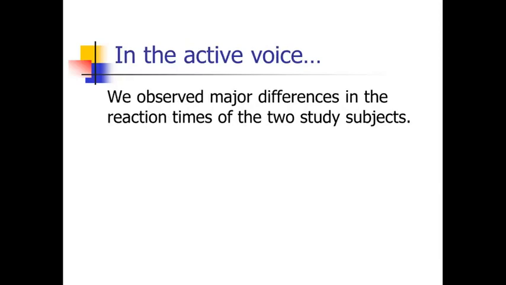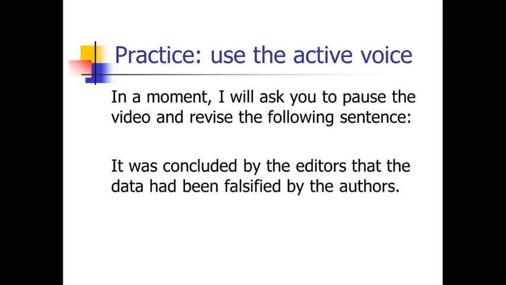So you had to kind of guess, well, probably this was something in the results section of a scientific manuscript, so we can either put the authors or the researchers or just we if it's written in the point of view of the researchers. So you have to add a subject there. We observed, or even the scientists observed, or the authors observed, major differences in the reaction times of the two study subjects.